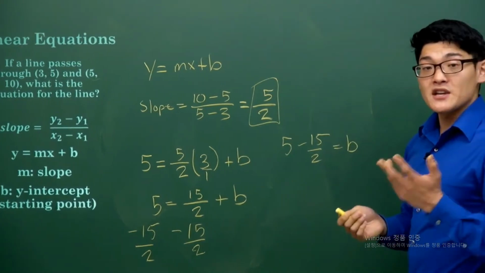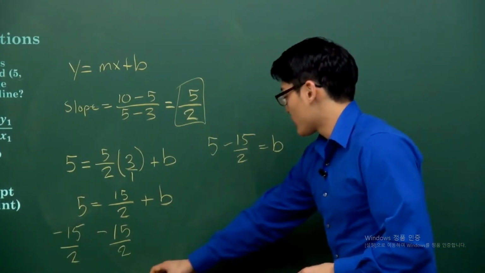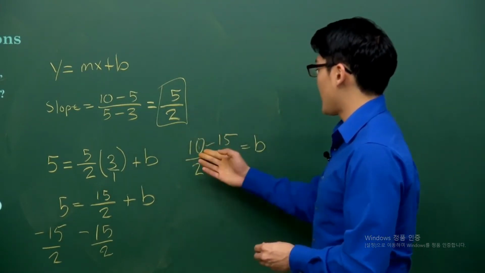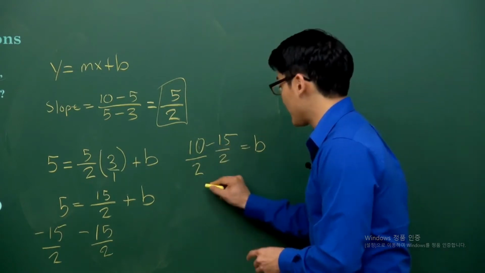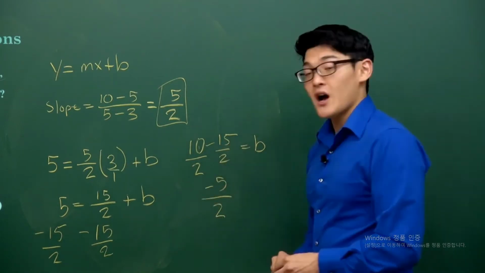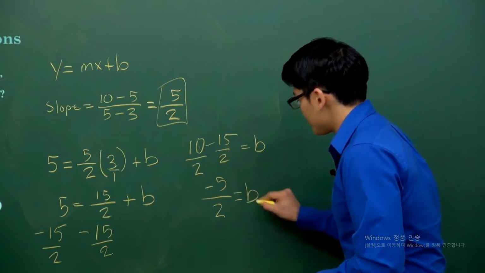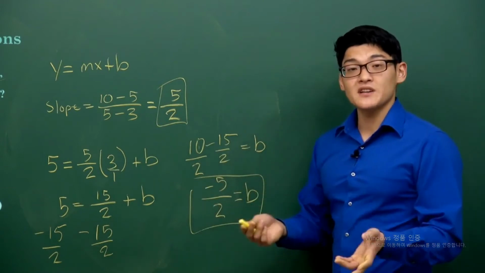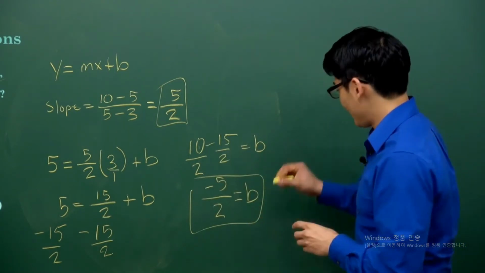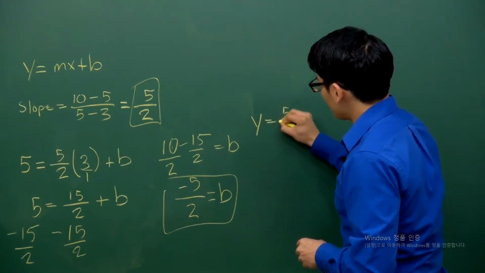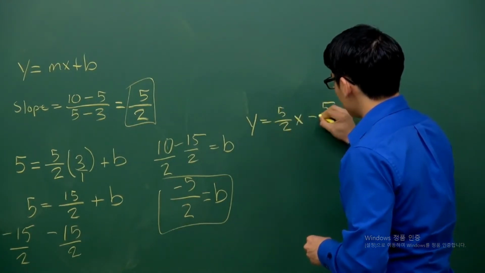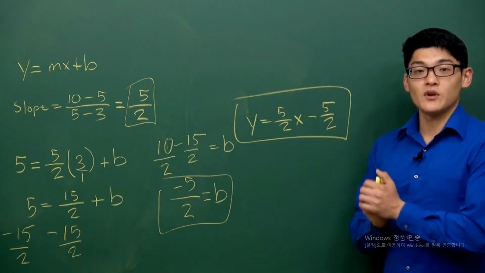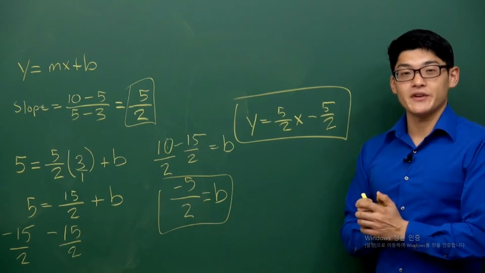We make sure we get a common denominator, and we change this into 10 over 2. So 10 minus 15 will be negative 5 over 2. We keep the denominators the same, and that equals b. So we have b and the slope, and we just plug it into the y equals mx plus b equation. So y equals 5 over 2 x minus 5 over 2.